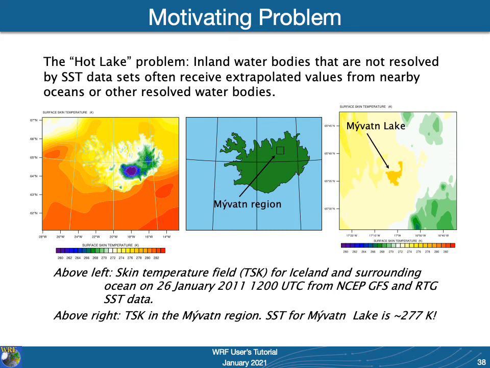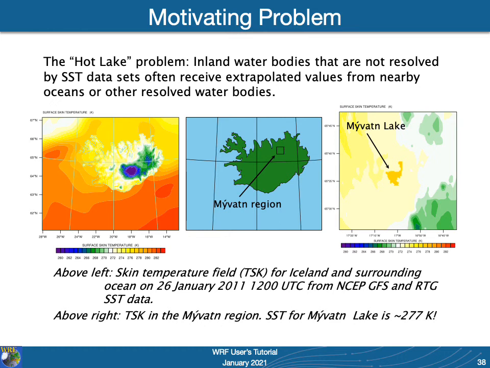So in the example problem that we're going to look at for the next few slides, we're running some simulations over Iceland in the month of January, and we're nesting down to very high resolution over this Mývatn region. And on the right panel of this slide, what we're looking at is the skin temperature field, and we can see that there is this small lake, Mývatn Lake, that we're resolving in our simulation, and the lake temperature, at least according to the skin temperature field, is around 277 Kelvin. We believe that this is probably too warm this time of year. It's likely that this lake is frozen, and so we would expect lake temperatures to be somewhere closer to 273 Kelvin.